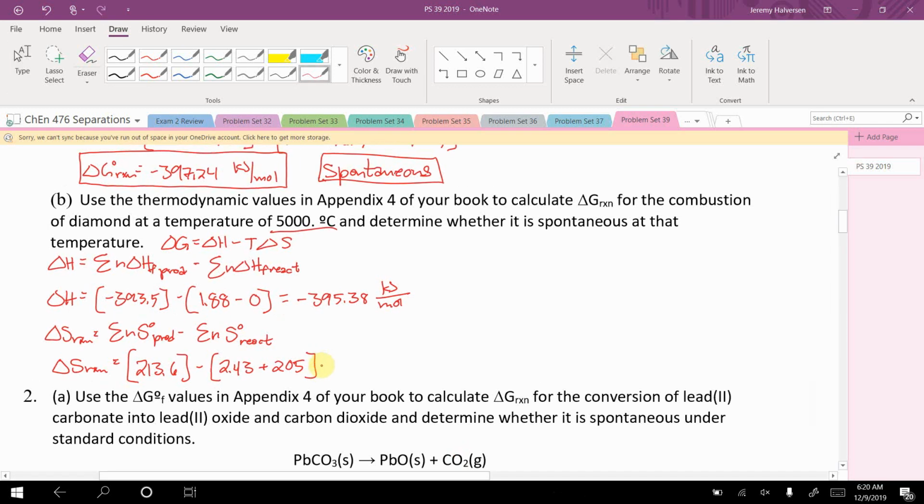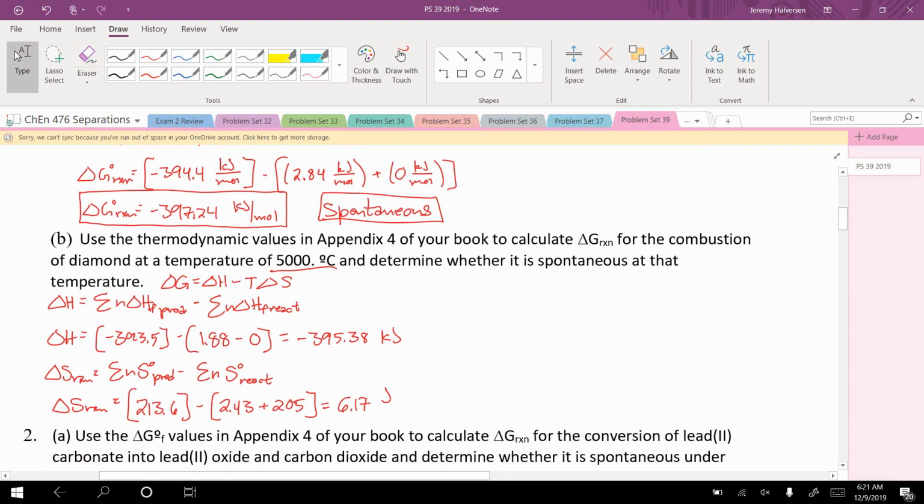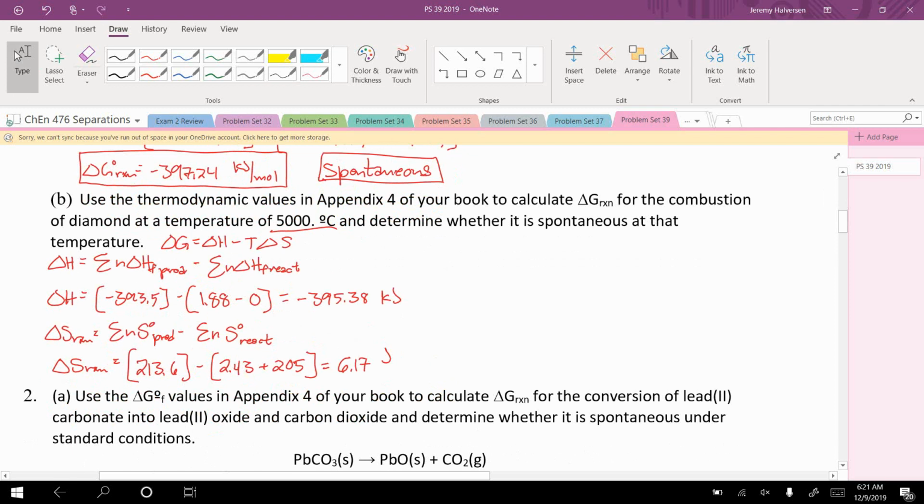Now I get that it comes to 6.17. And that should just be joules. Really, I should just have kilojoules because I'm multiplying each of these by 1, because their stoichiometric coefficient is 1, and that cancels out the moles. Technically, you can have kilojoules per mole, but it would be kilojoules per mole of reaction. But yeah, I'm just going to write joules and kilojoules there.